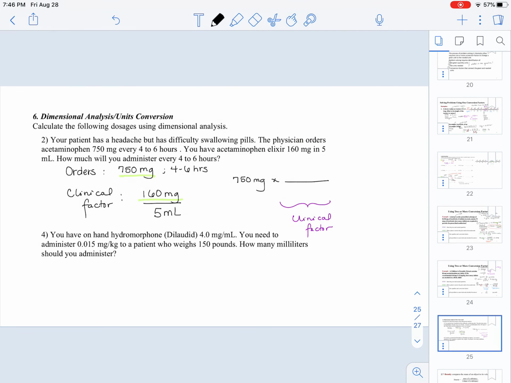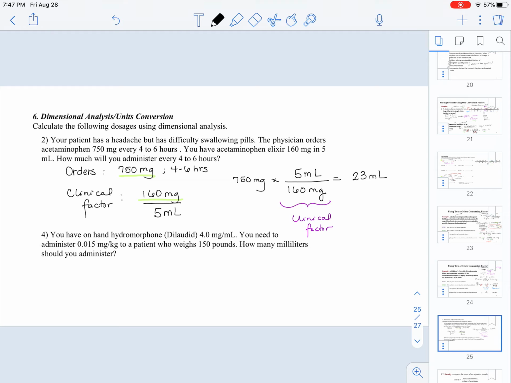So what does this mean? In the bottom, I'm going to put 160 milligrams. On the top, I'm going to put 5 milliliters. And when I take 750 times 5 and divide it by 160, if we report it as a whole number, I'm going to report it as 23 milliliters. Remember, in these problems, I tell you how many sig figs you need to be reporting.